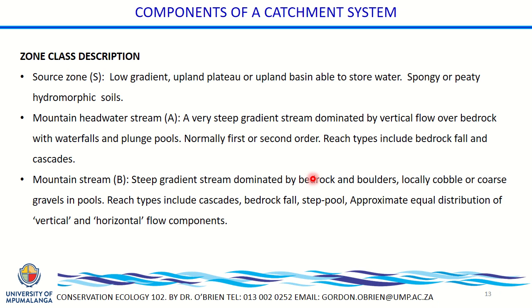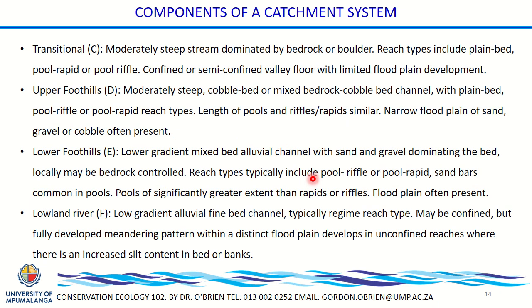Steep. Then the mountain stream, where the gradients start to reduce. Still dominated by bedrock, boulders, usually cobbles, coarse gravels, and pools. Reaches typically include cascades, bedrock falls, steep pools, with approximately equal distribution of vertical and horizontal flow components. So it's not the headwater source area, the mountain headwater stream, it's the mountain stream, that's B, and then you move down to transitional areas.